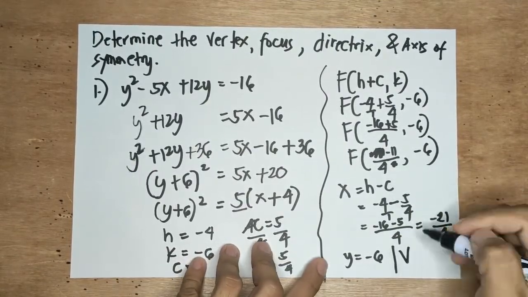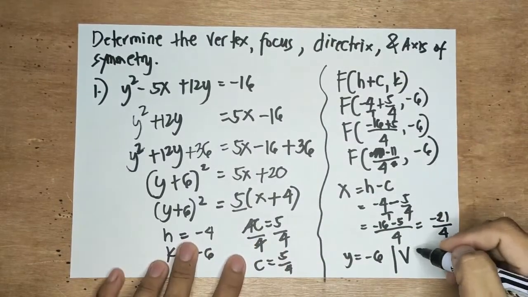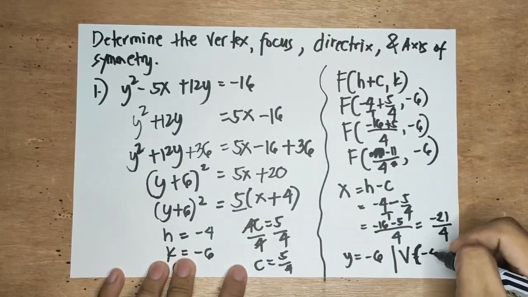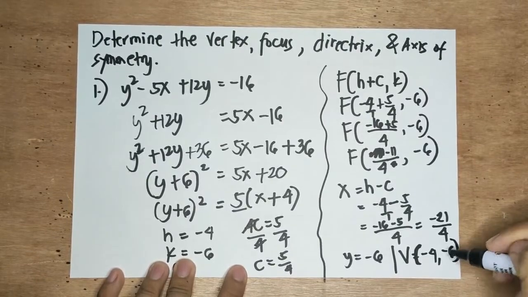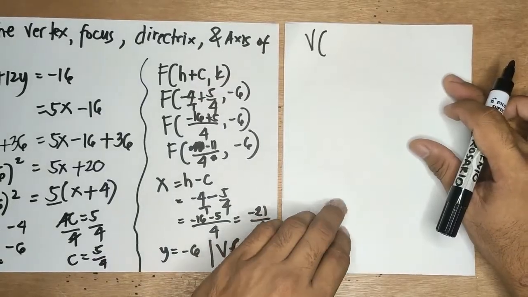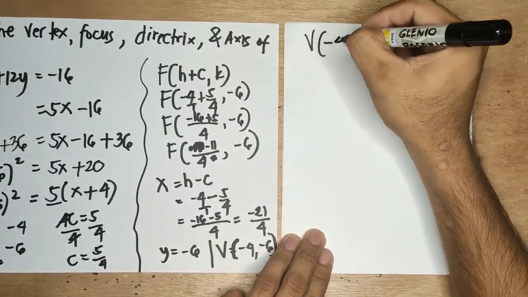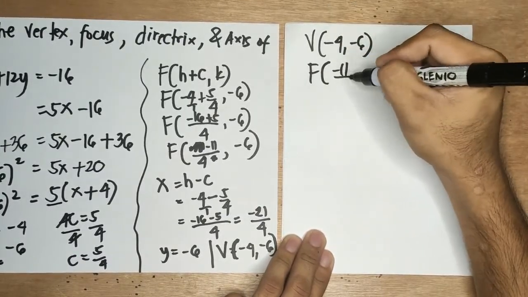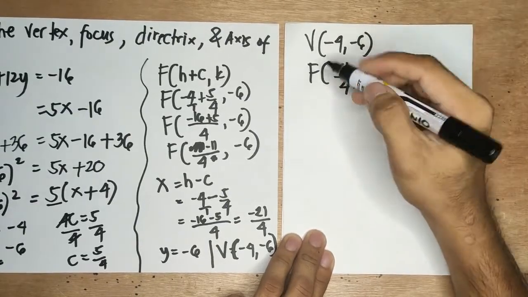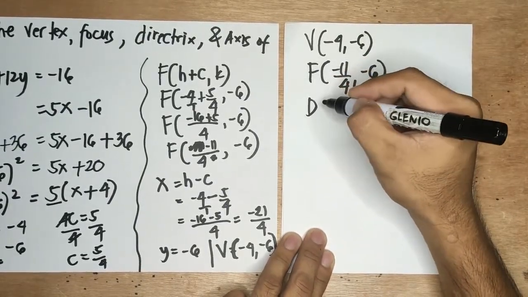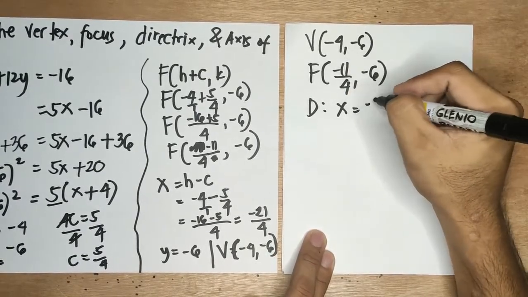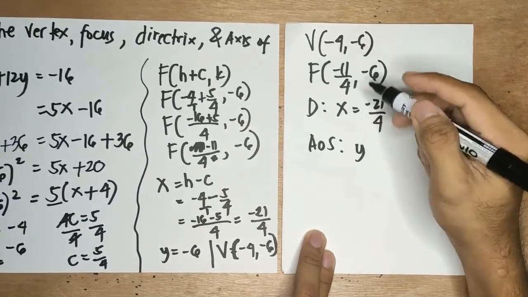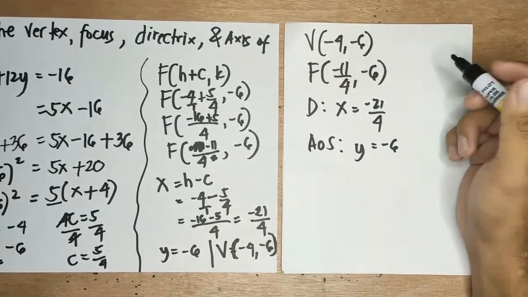And of course, the vertex, alam naman na natin kanina, is at h and k, or negative 4 and negative 6. So therefore, our vertex is at point negative 4, negative 6. Our focus is at point negative 11 over 4 and negative 6. Our directrix is at line x equals negative 21 over 4. And our axis of symmetry is at line y equals negative 6.